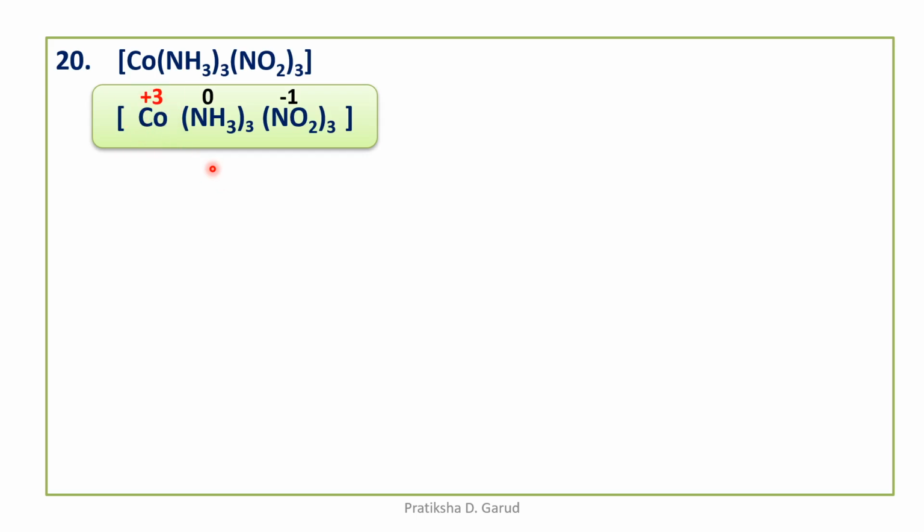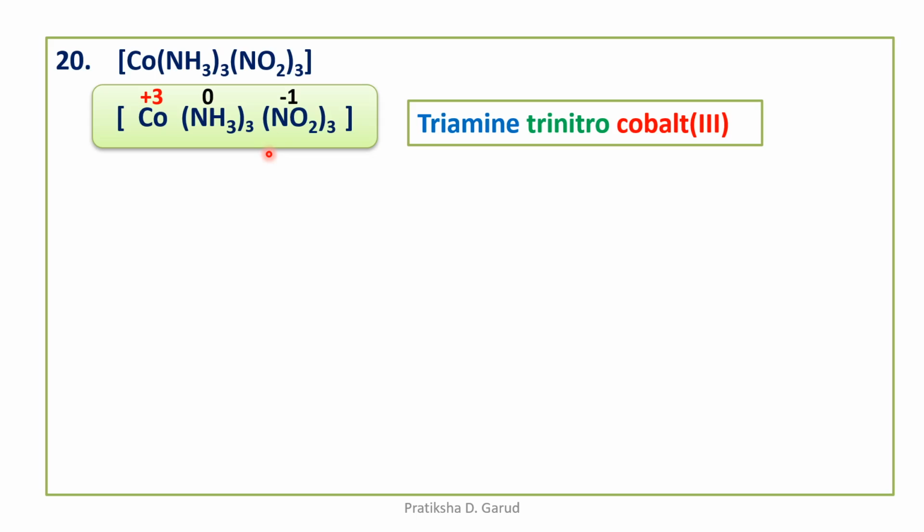Then how to write the name? While writing the name, the ligands are arranged alphabetically, right? So let's write the name. The name of this coordination compound is triammine. Now here there are two ligands, ammonia and nitro. Ammonia comes before nitro, that's why we have taken the triammine first. Then again there are three nitro, therefore it is trinitro. The metal is cobalt with the oxidation state +3. So the name is triamminetrinitrocobalt(III).